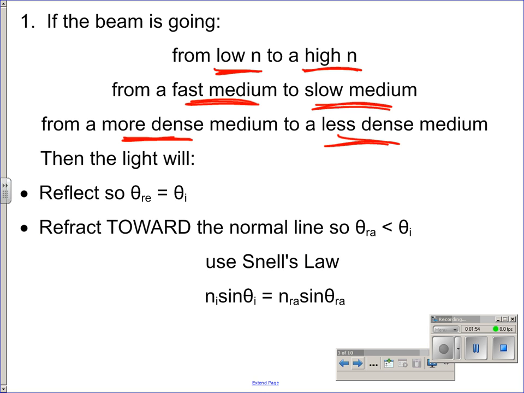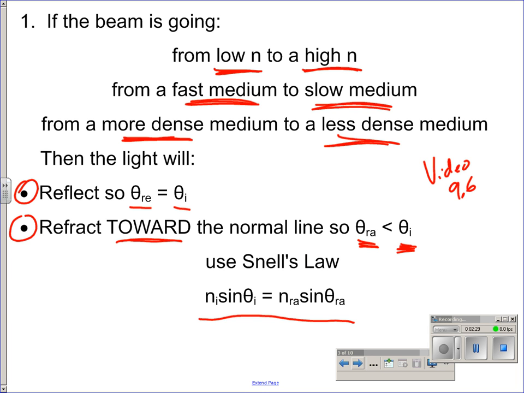So if your beam of light is doing that, then what happens is the light will reflect so that your angle of reflection equals your angle of incidence, and it will refract. And it refracts in a very specific way, which is that it refracts toward the normal line. All right, and what that means then is that your angle of refraction will be less than your angle of incidence was. All right, and to figure out how much the light bends, you use Snell's law. This is exactly what we did in video 9.6.